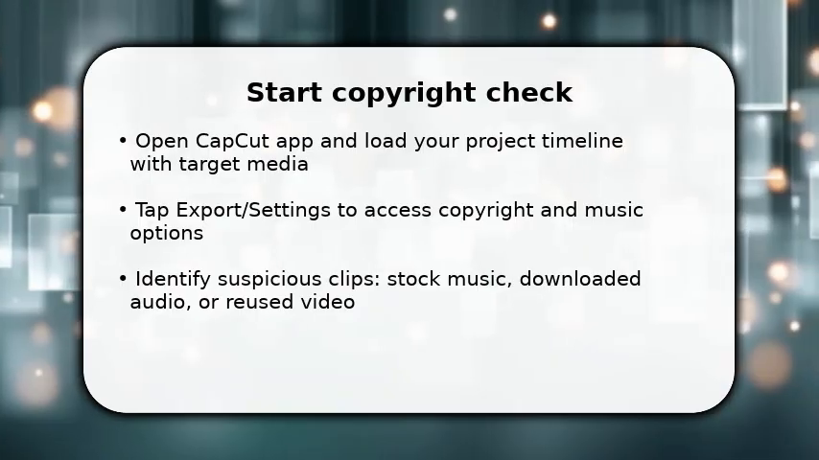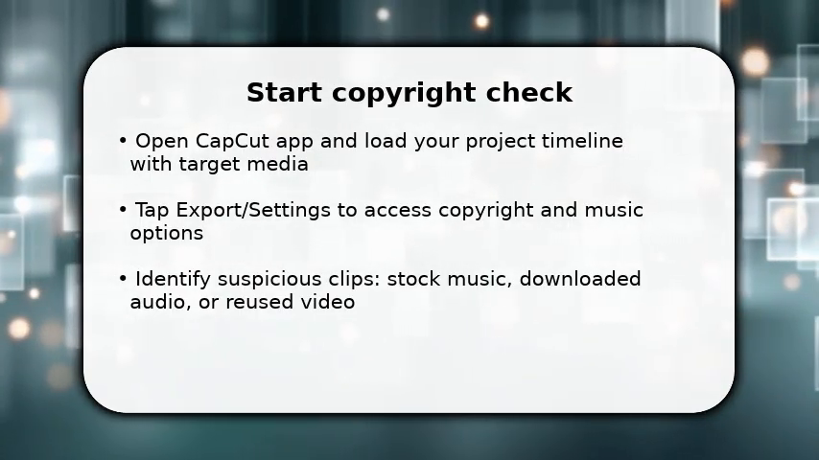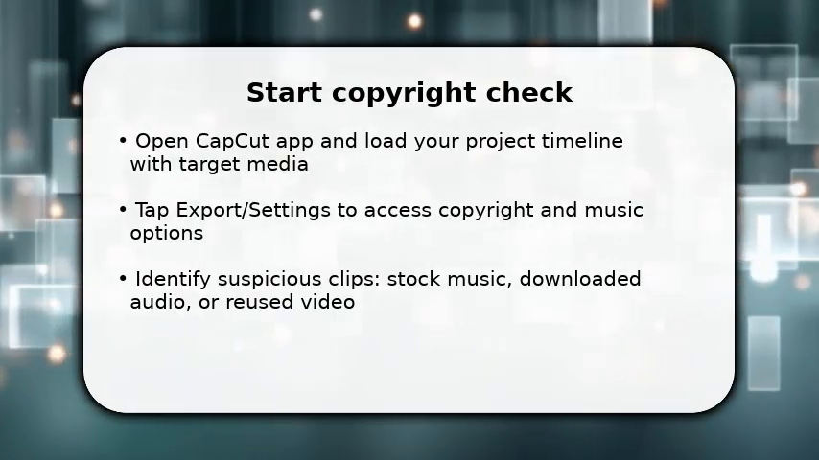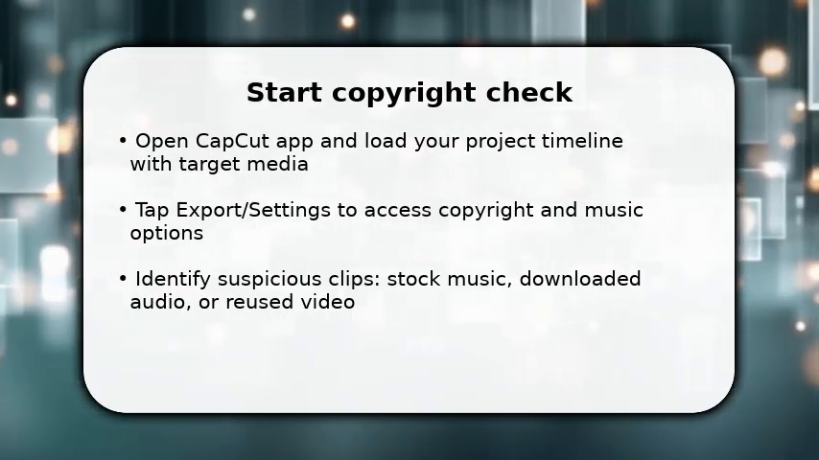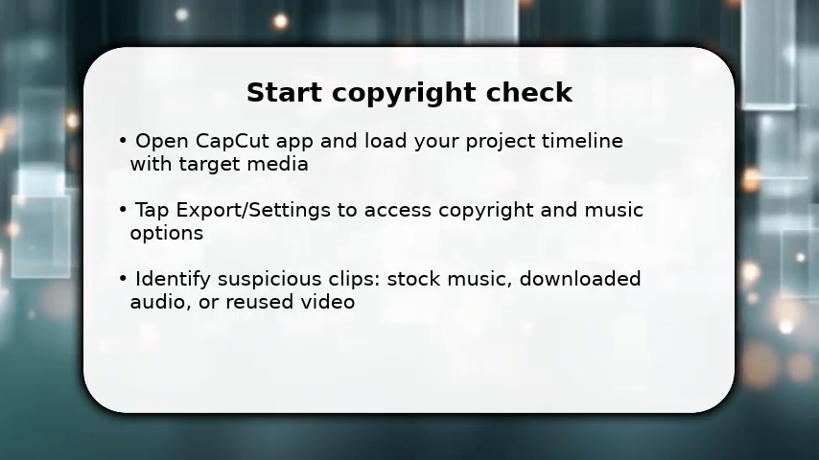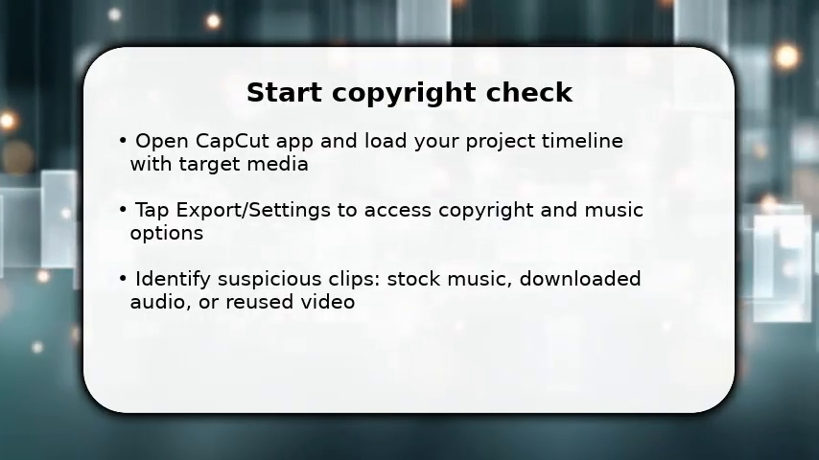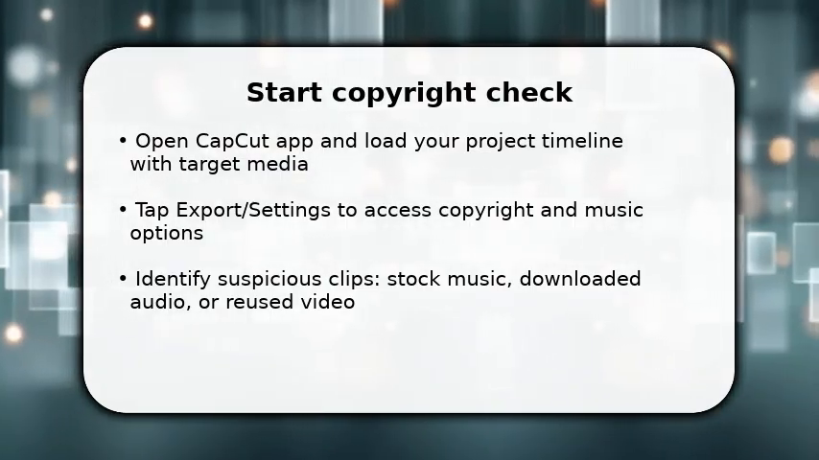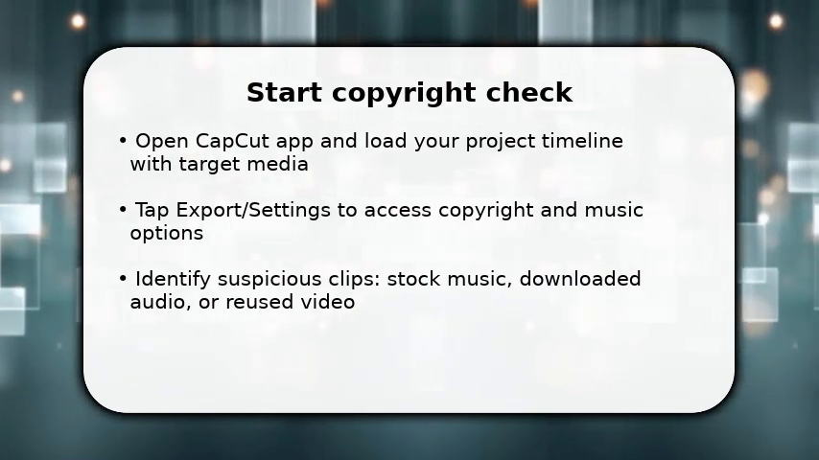You begin inside CapCut with the project open and the timeline visible. First, inspect each clip and audio track so you know what might need clearance. This helps prioritize checks. Next, go to Export or Project Settings to expose the music and sound options where copyright flags appear. As you do this, note files labeled as track from library versus imported, because built-in tracks usually carry licensing notes, while imports may require additional verification from the source.